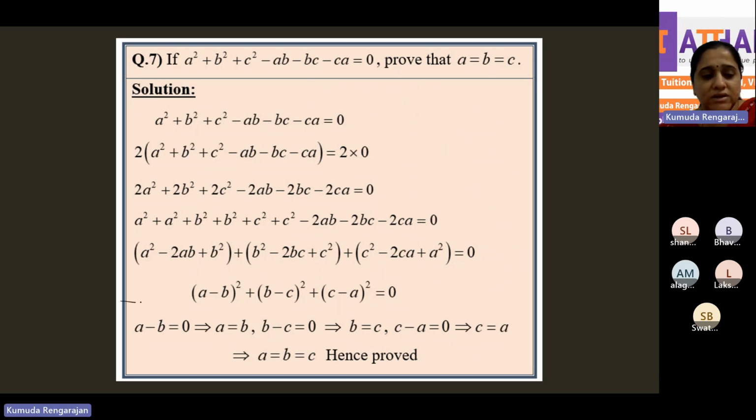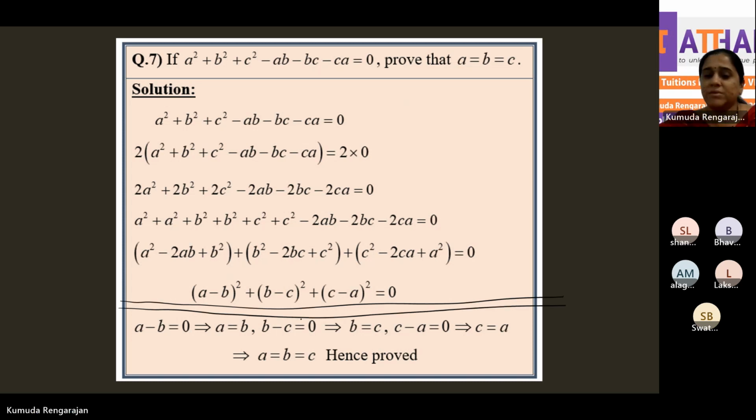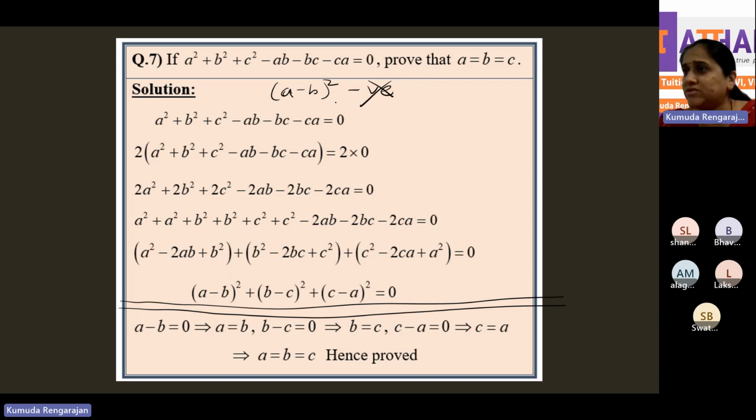I'm sure all of you understood till here because it's similar to the earlier one. Have you finished writing? From this point, you need to understand. I'm repeating: the value of all these three, (a minus b) the whole square, (b minus c) the whole square, (c minus a) the whole square, cannot be negative. Because it's a whole square, it has to be positive or 0.